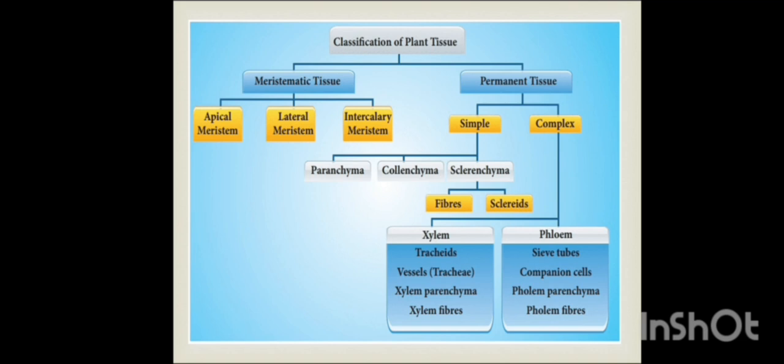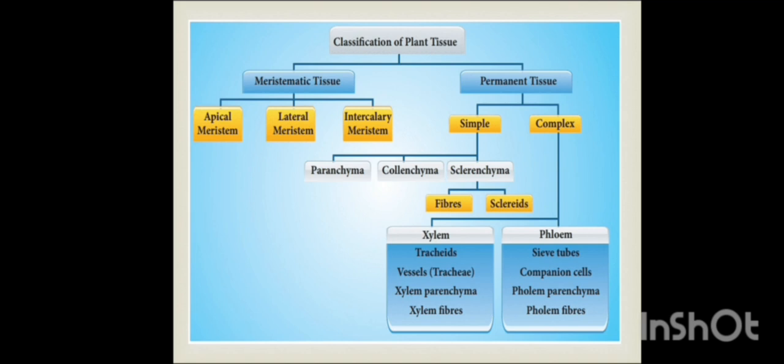Next, the type of permanent tissue. Permanent tissue is the tissue which has lost the capacity of cell division, permanently or temporarily. It means they do not divide once again. Permanent tissues are majorly two types, that is simple tissue and complex tissue. The simple tissue is again divided into three types, that is parenchyma, collenchyma and sclerenchyma. The complex permanent tissue is divided into two types, that is xylem and phloem.